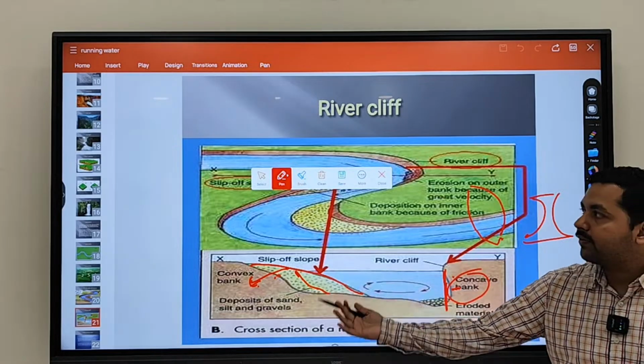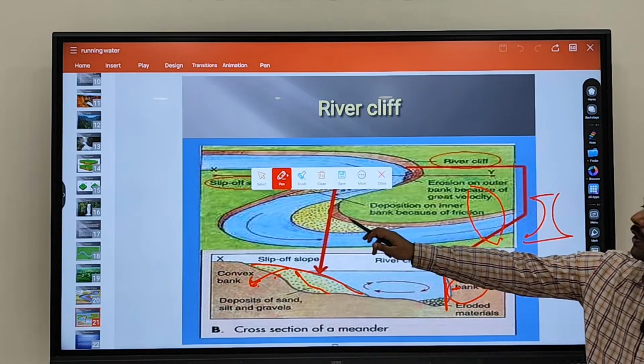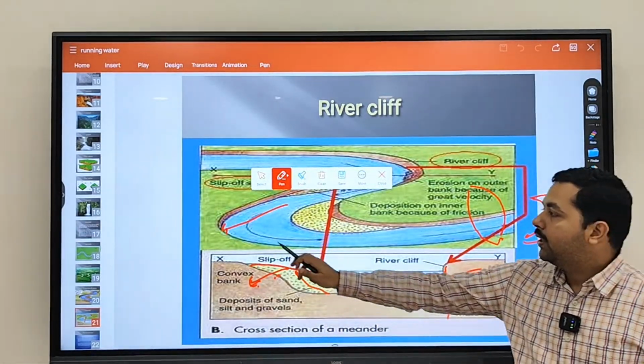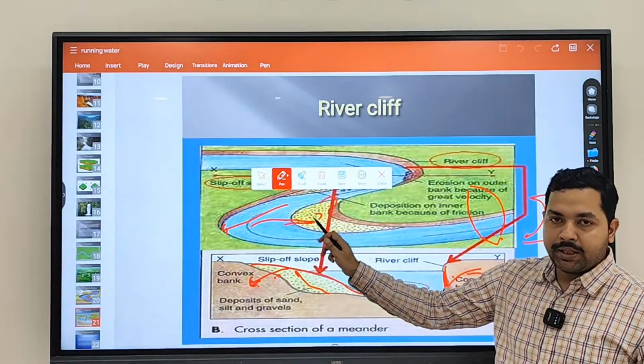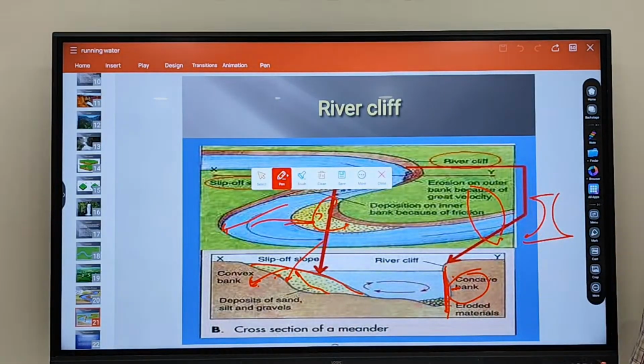So that is what you find when rivers move in a meandering fashion. When rivers move in a meandering fashion, they will erode one of the edges, and there what will form? A river cliff will form. They will deposit some of the material on the other edge. So what is going to form? Slip-off slopes are going to form. Fine.